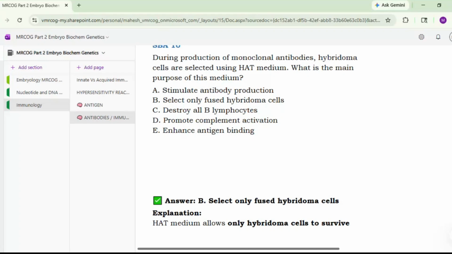What we want is the B cell, but we don't want it to stop. It should be continuous. So we make use of myeloma cells. Then we fuse B cells along with myeloma cells, so that becomes the hybridoma cell. So we want only these hybridoma cells to survive and not the other unfused cells. They will not survive if not fused. So that is all. That finishes the topic of antibodies. Thank you.